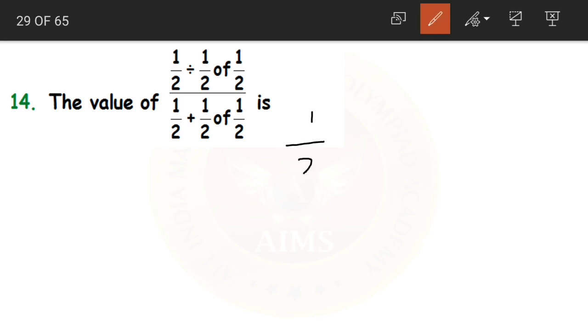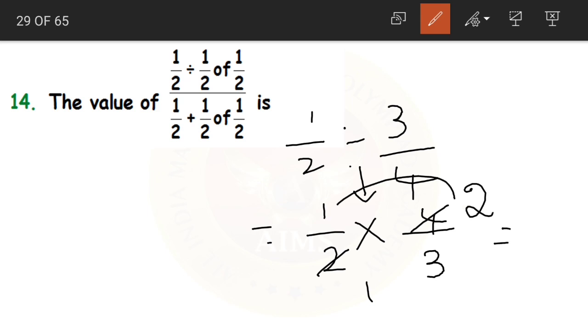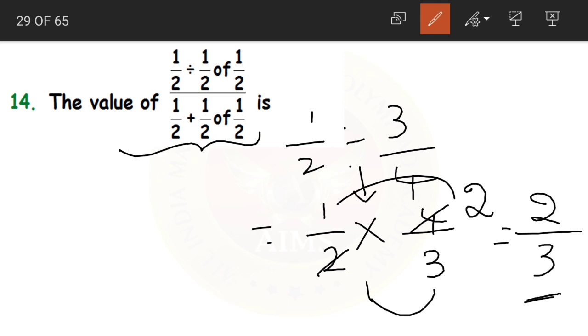1 by 2 divided by 3 by 4. Now, how do we do this? 1 by 2 as it is. Instead of the divisor, we write the multiplication symbol and the reciprocal of the divisor. 3 by 4 becomes 4 by 3. We know that 2 ones are 2 and 2 twos are 4. What is remaining, students? 1 twos are 2 divided by 1 threes are 3. Clear? The value of this whole expression is 2 by 3.